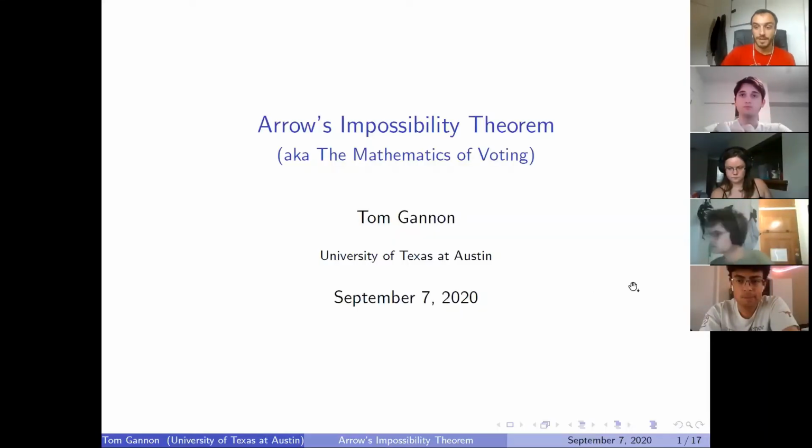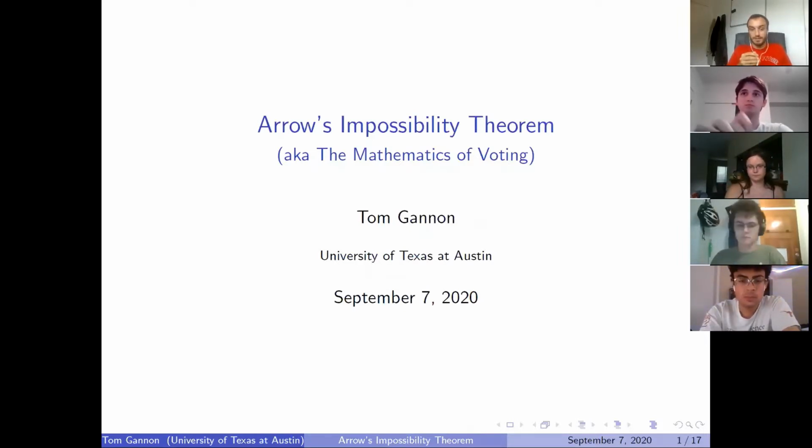So this talk is about Arrow's impossibility theorem. It's a really fun, really interesting result in the mathematics of voting, the mathematical theory of voting. And so first we're going to have to talk about literally what it means to vote and all the ways that one can choose an alternative, right?